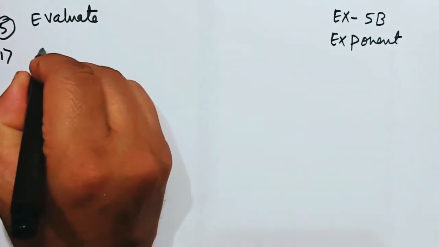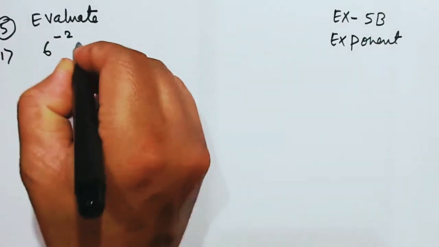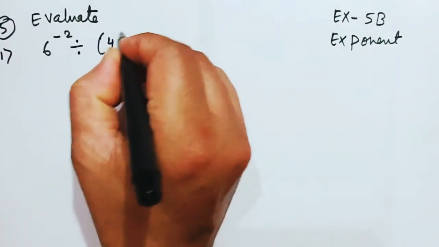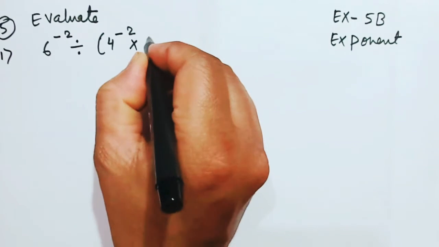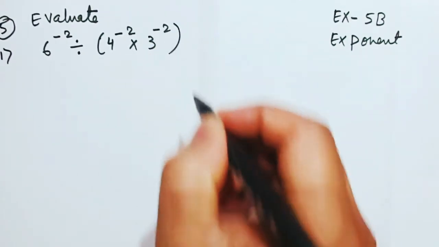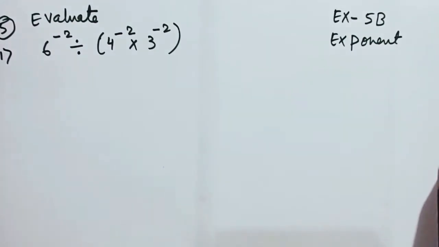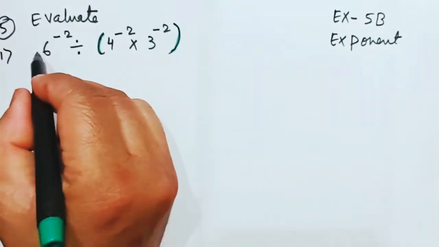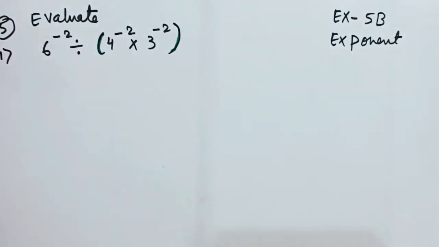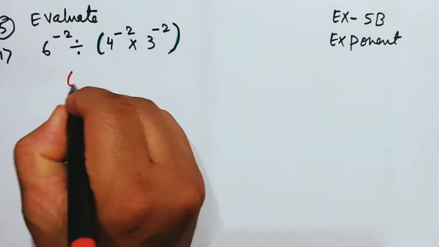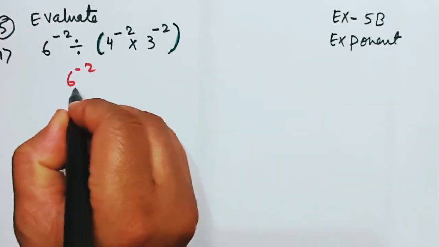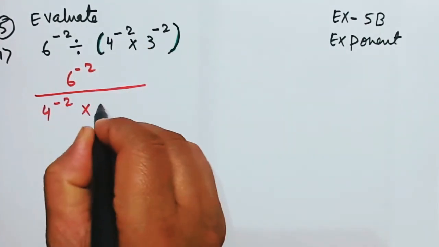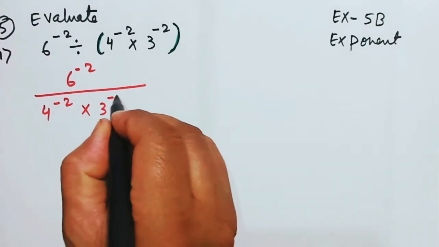It says 6 to the power minus 2 divided by, have a look, divided by 4 to the power minus 2 multiplied by 3 to the power minus 2, bracket. Now this particular bracket symbolizes that the whole 6 to the power minus 2 is divided by 4 to the power minus 2 multiplied by 3 to the power minus 2.